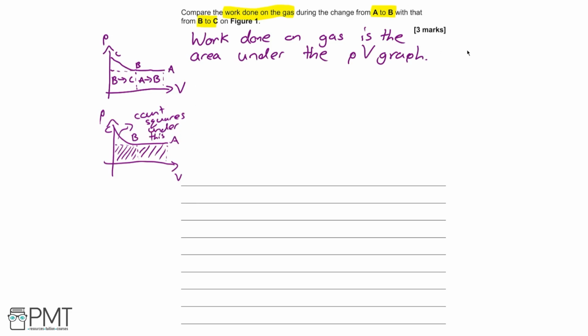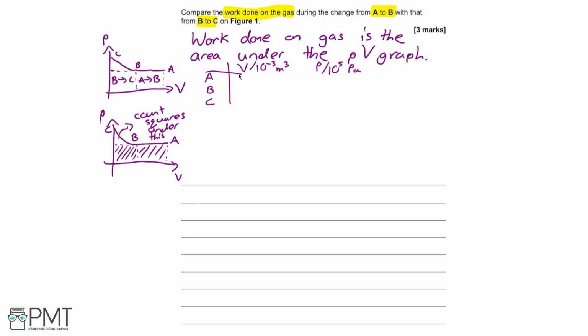Okay, so to do that then, we need the values of the pressure and the volume at A, B, and C. So those can be read off earlier in the question, but essentially if I have A, B, and C, and then I have volume, and then I have pressure, and the volume's in 10 to the minus 3 meters cubed, the pressure's in 10 to the 5 pascals.